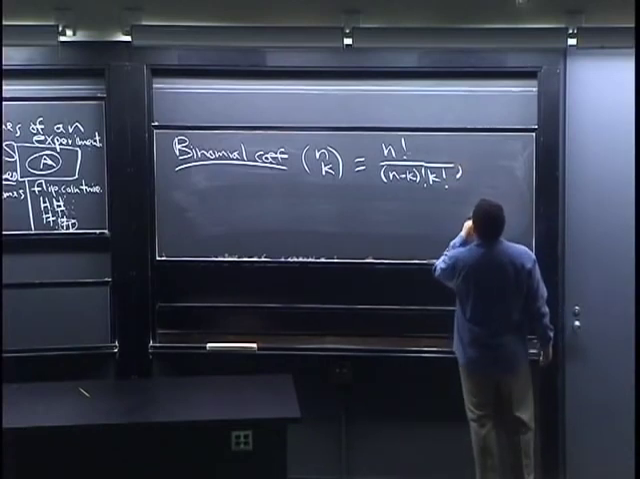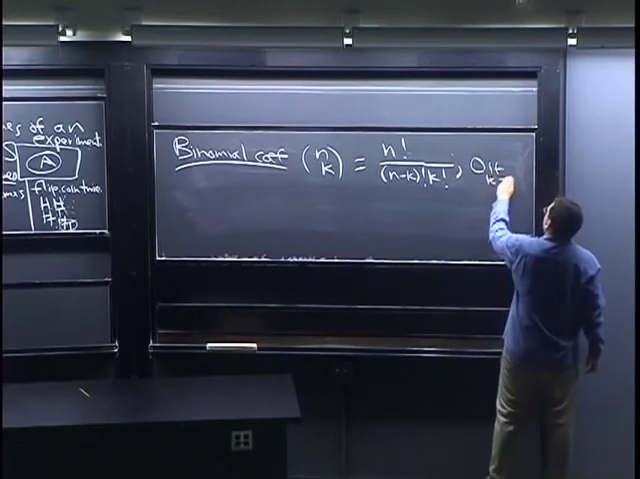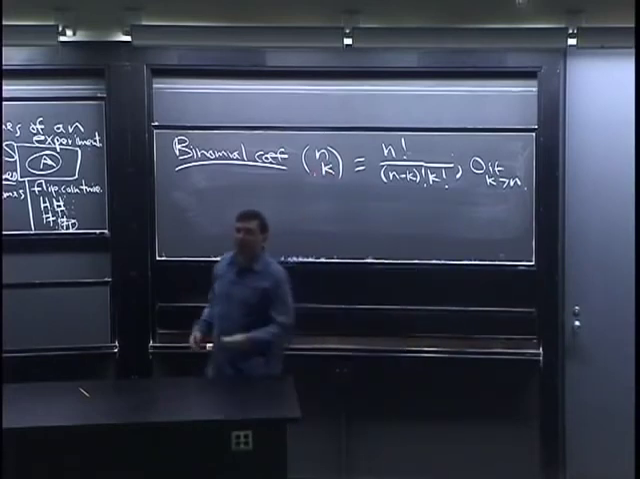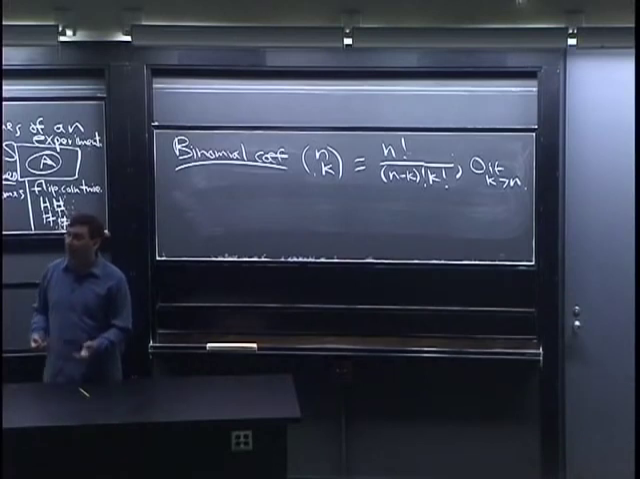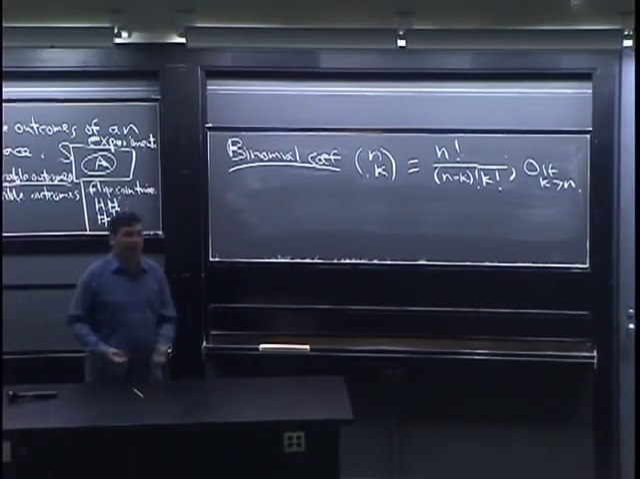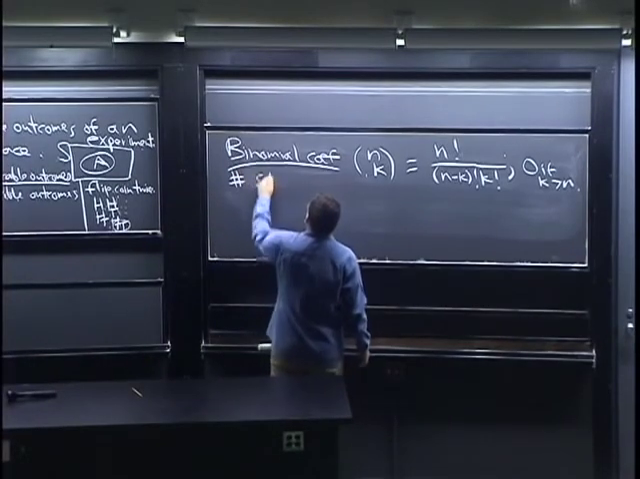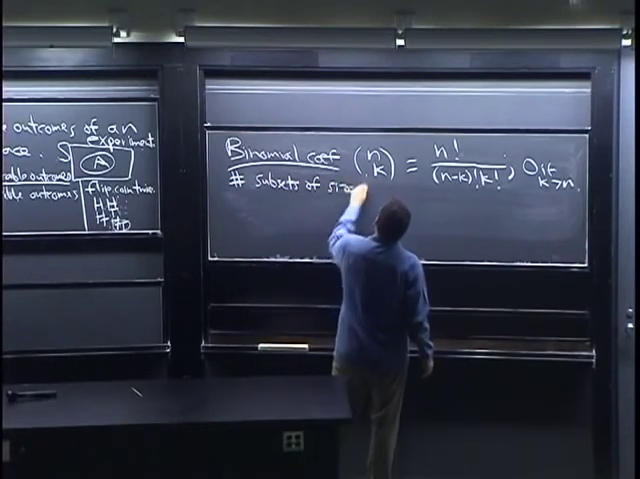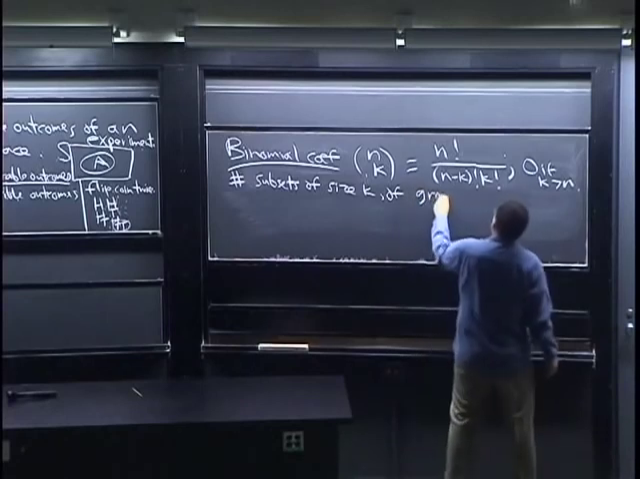We'll also define this as 0 if k is greater than n. What this quantity is supposed to represent is the number of ways, if you have n people, how many ways can you choose k out of the n people? Okay, so choose a subset of size k where order doesn't matter. So I'll say number of subsets of size k where order doesn't matter of a group of n people or n objects.